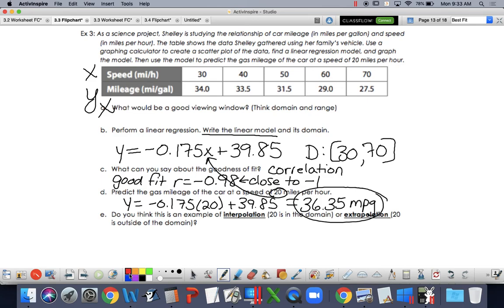Then this last question here says, we plugged in 20. Is 20 inside my domain? No, right? My domain goes only from 30 to 70. So it's this fancy word called extrapolation. Extrapolation is what statisticians do all the time.